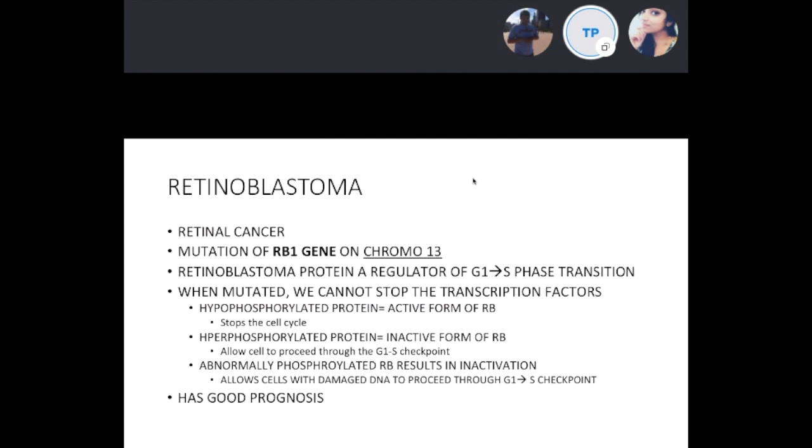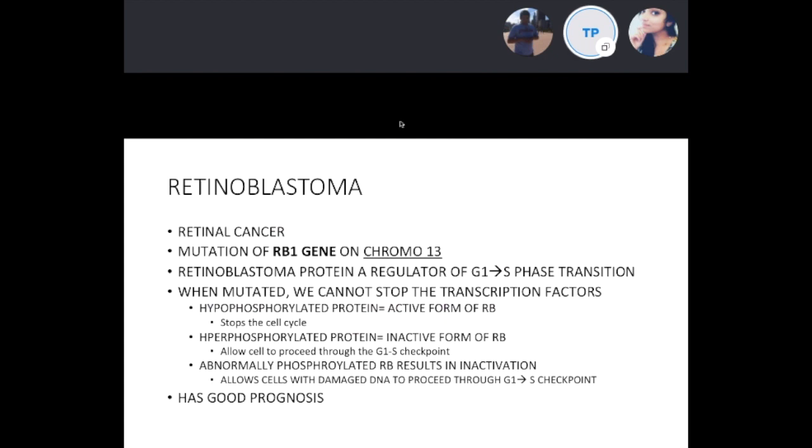Okay, so the next topic I wanted to talk about is retinoblastoma. So retinoblastoma is a retinal cancer. Specifically, it's a mutation of the RB1 gene that's located on chromosome 13. And as we know, the RB protein is especially important in the regulation of the G1 to S phase transition in cell replication. And so when it is mutated, we can't stop the transcription factors from proceeding to do cell replication.